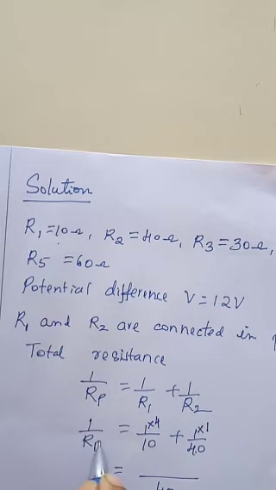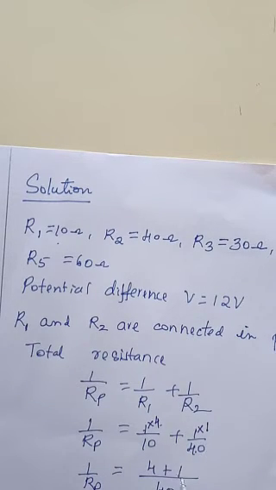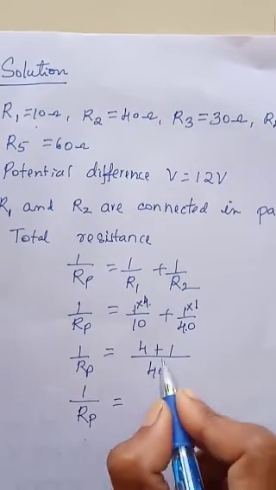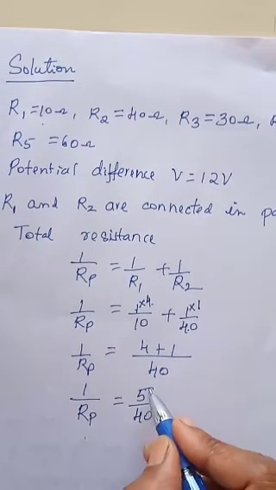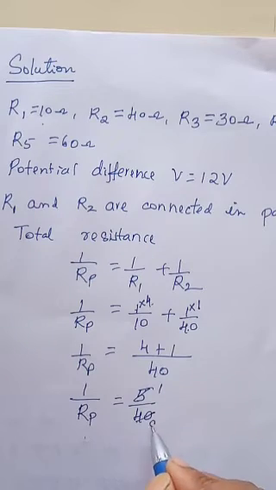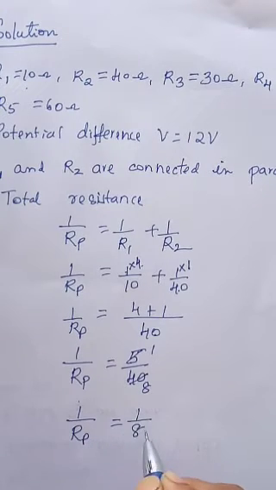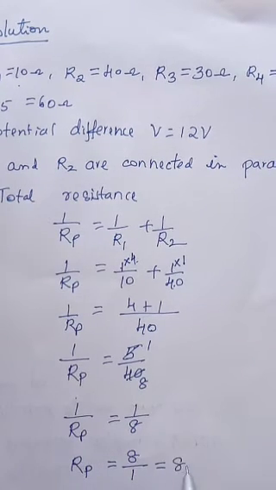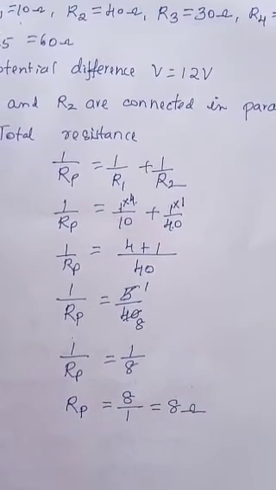1 by Rp is equal to 1 4s are 4 plus 1 1s are 1. 1 by Rp is equal to 4 plus 1, 5. 5 divided by 40. Simplify by table 5. 5 1s are 5, 5 8s are 40. 1 by Rp is equal to 1 by 8. Rp is equal to the reciprocal of 1 by 8. It is 8 by 1 is equal to 8 ohm. The total resistance of R1 and R2 is equal to 8 ohm.